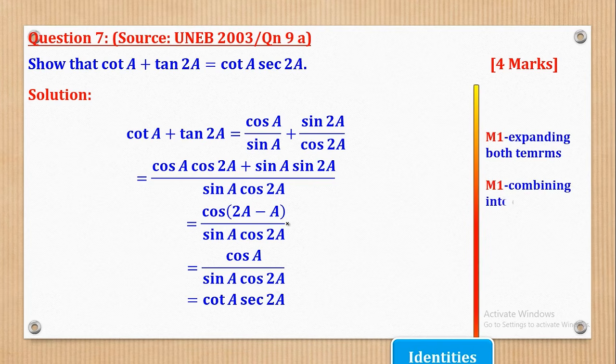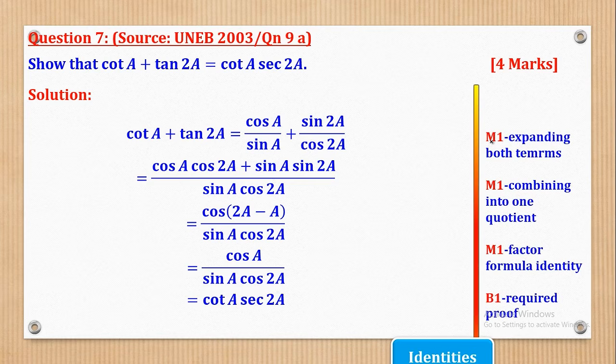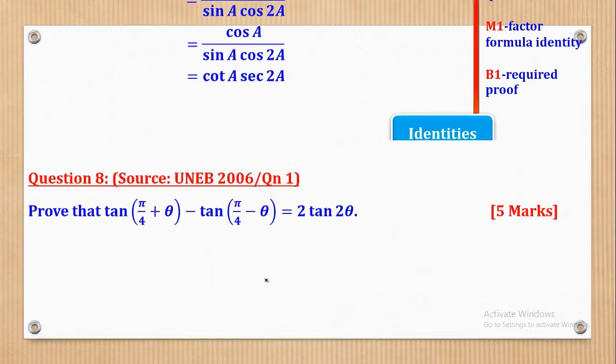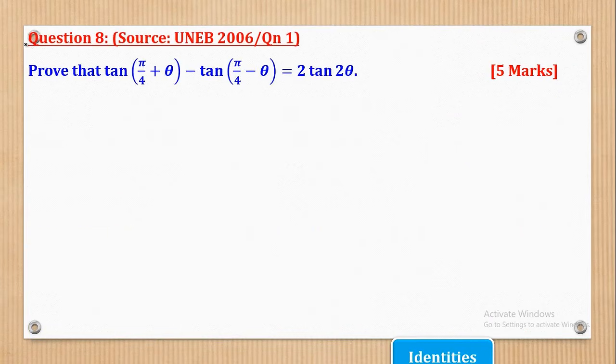Now let's see how much can be awarded. So M1 is for this expansion, and this one is for combining into one quotient. This one is not supposed to be the factor formula. It was supposed to be the compound angle formula. So that is the compound angle formula. Then B1 is for the required proof. So that was question 7. Now we shall go to question 8. Question 8 came from UNEB 2006, paper 1, question 1, and says, prove that this is equal to that.